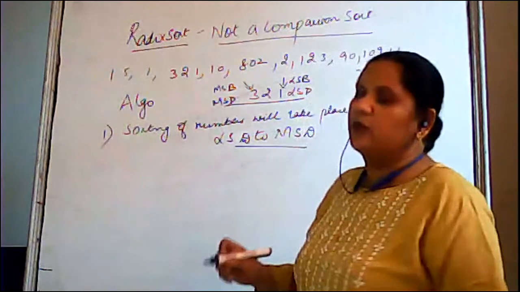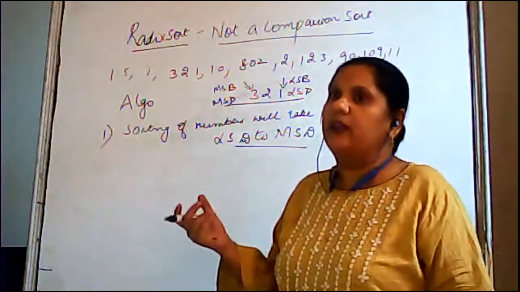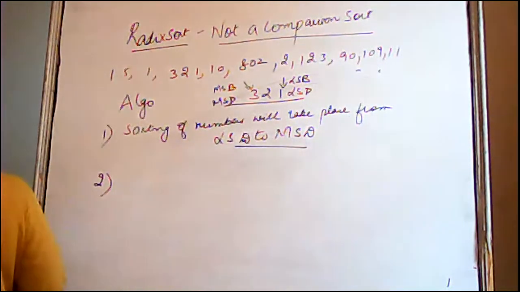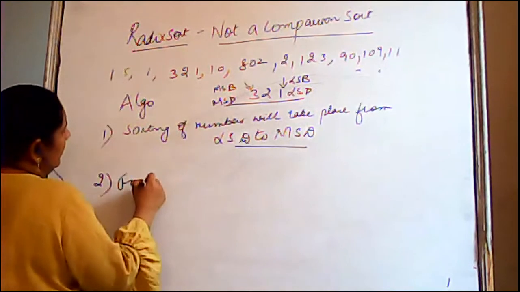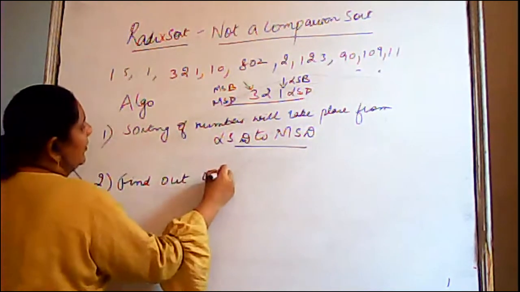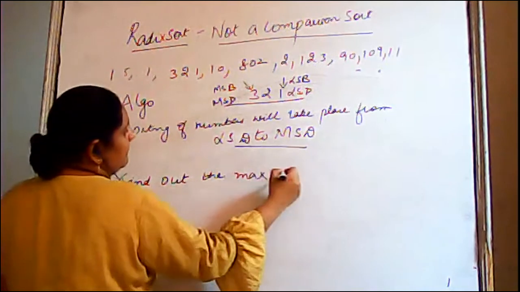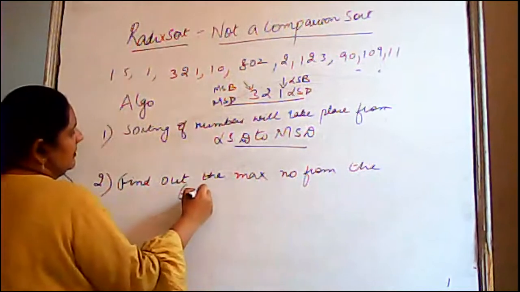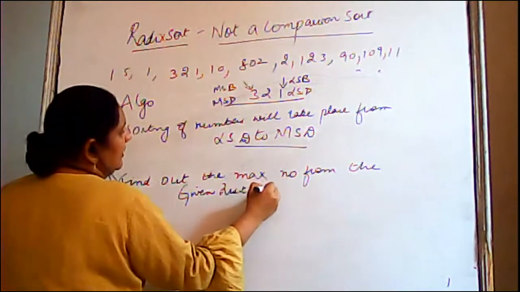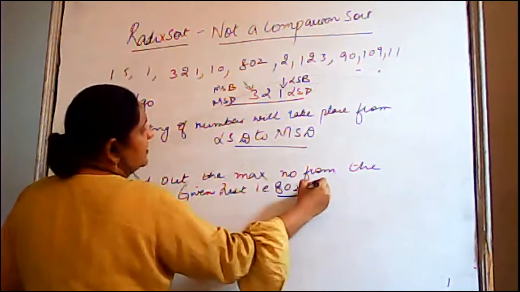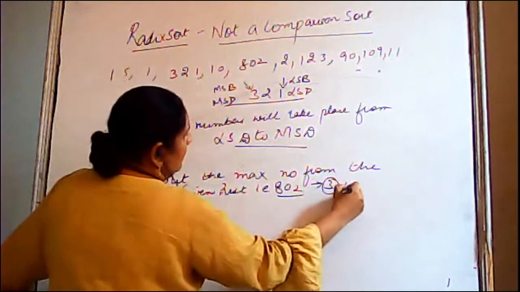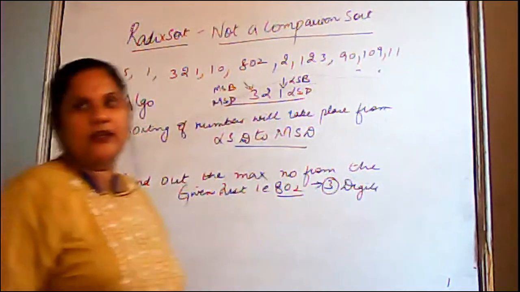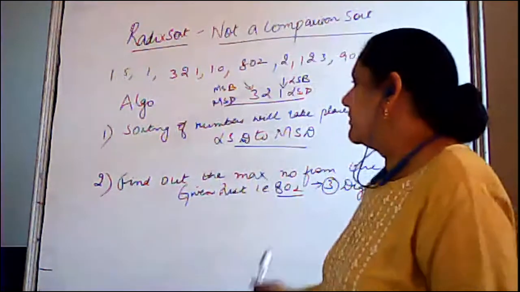Now, how will you come to know how many digits are there in the number? So, second, find out the maximum number from the given list. Find out the maximum number from the given numbers. That is 802, and it is having 3 digits.